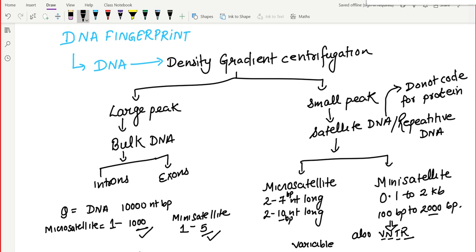Variable number of tandem repeats. Okay, and this is the one which is used for DNA fingerprinting. So this is something which we are going to use for DNA fingerprinting. Is it clear till here?